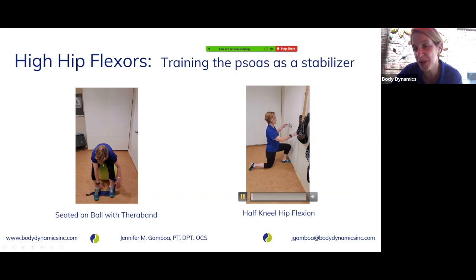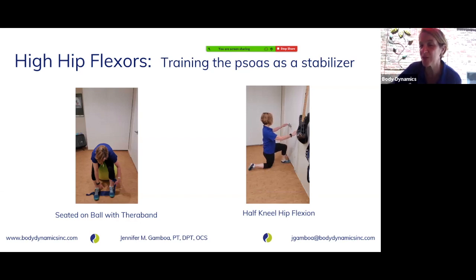So I'm opening the spiral and then I'm closing it up and really trying to turn my pelvis towards my working leg. And then you see again, lifting that thigh up from 90 degrees and above. And that's going to train the psoas as a stabilizer on the front.